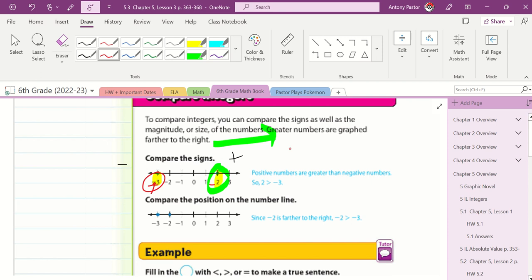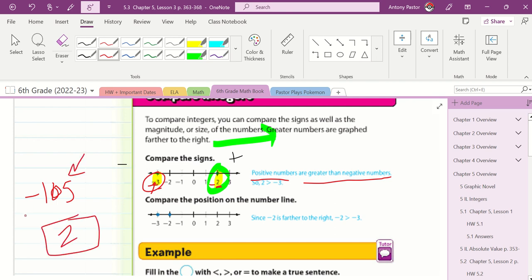Please make sure that is in your notes. Positive numbers are always greater than negative numbers. Doesn't matter what number is after the sign. If I have negative 105, that's supposed to be a 0, and positive 2, my positive 2 is greater than negative 105 because of the negative symbol.